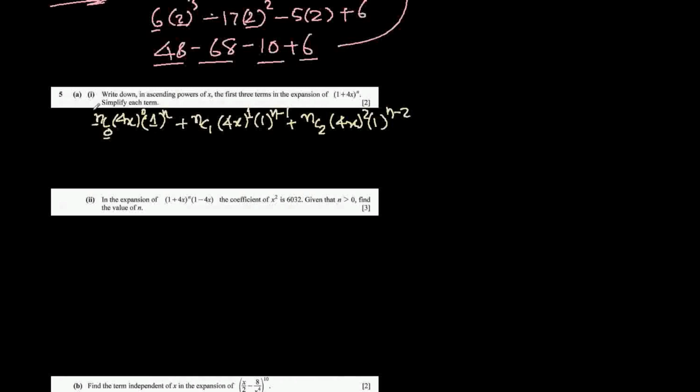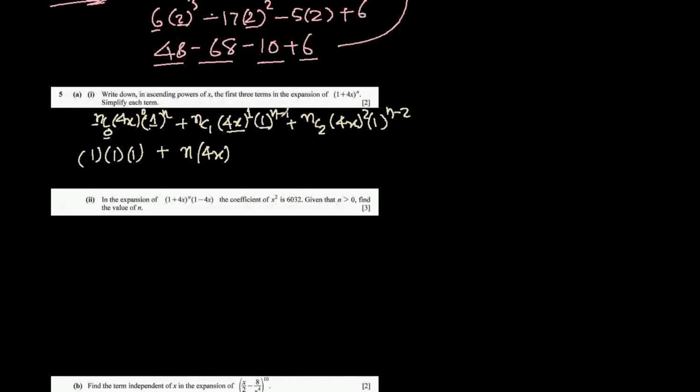nC0, no matter what n is, it is always 1. In your formula sheet, they have already given this one as 1. So it is coming out to be 1. Why? 1 to the power anything is 1. That's why it is 1. Plus nC1 is always n. Then we write 4x to the power 1, which is 4x.